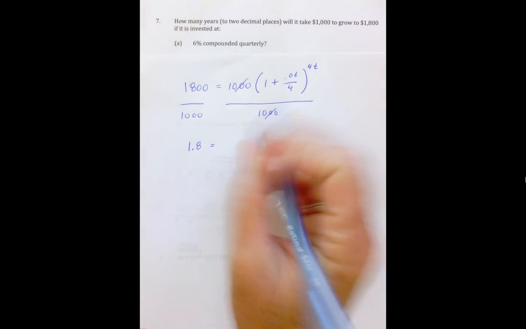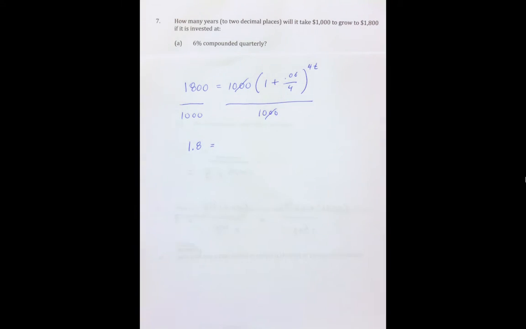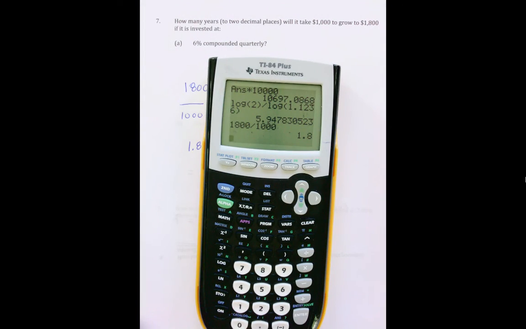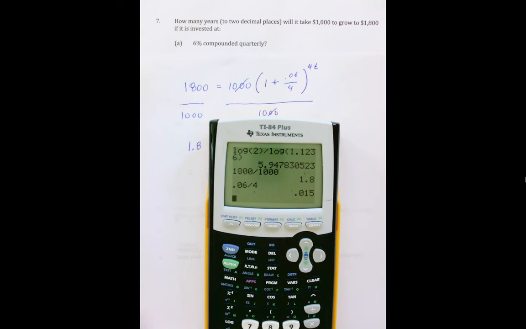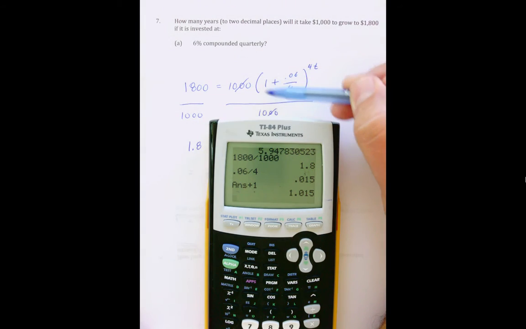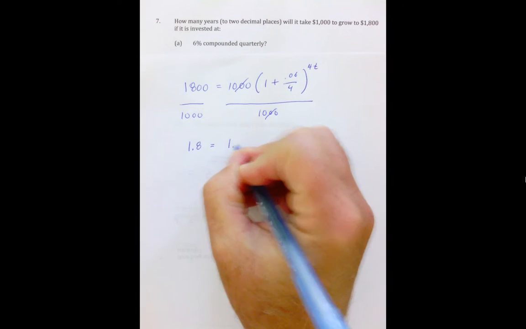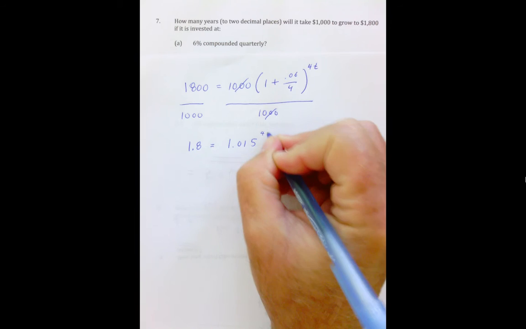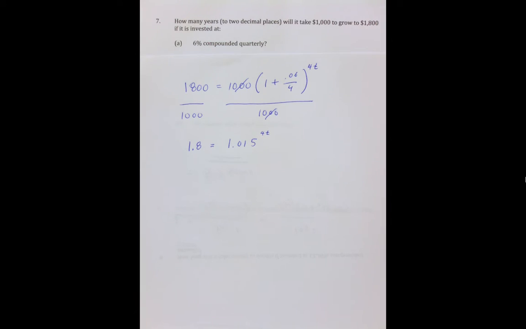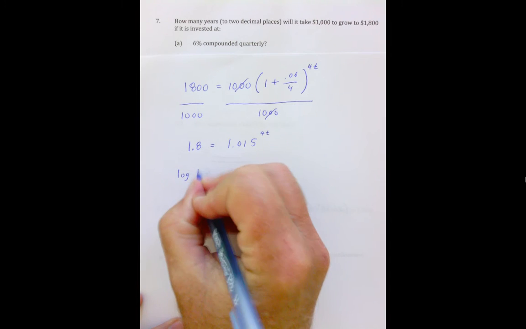And along the way, I'm going to go ahead and try to clean this up a little bit. So what is 0.06 divided by 4? 0.015 plus 1. So this part in here I can clean up and make my life a little bit easier by doing 1.015. All right, what happens next? Learn from the past. Log of both sides.